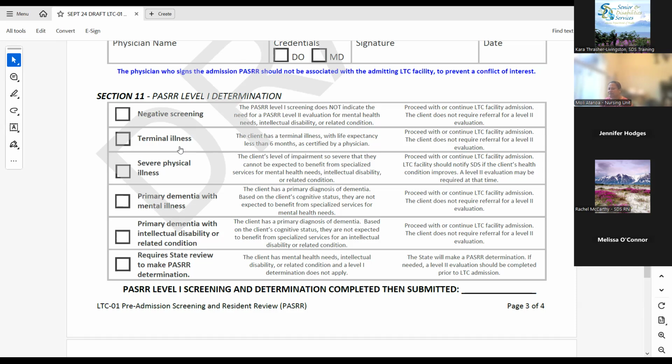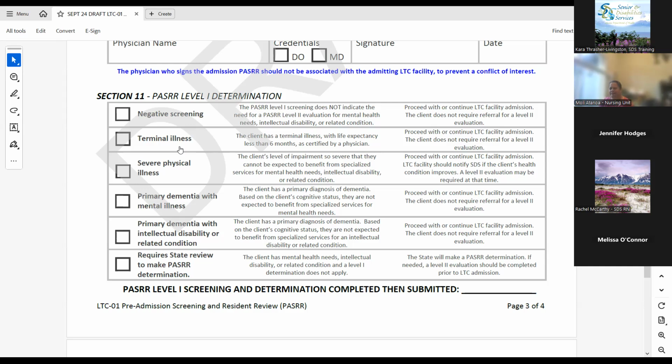And so finding a different provider may be problematic for timely admission, so there is some consideration. I think, Rachel, there was guidance provided to us from our PASRR technical assistance contact that allowed us some leeway there for cases that meet that criteria specifically. Any other thoughts to add to that, Rachel?